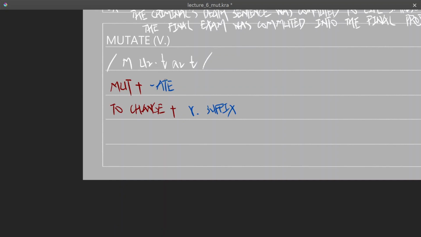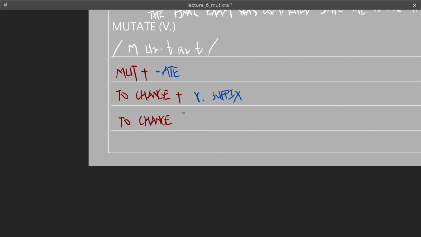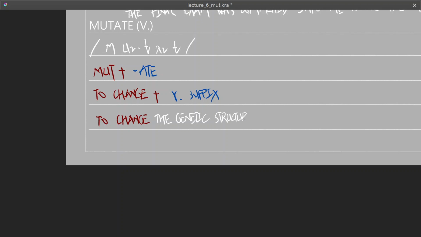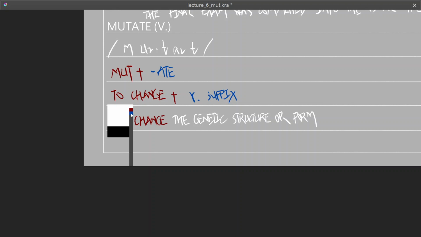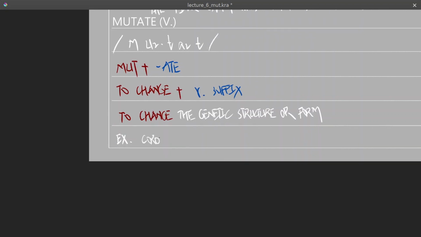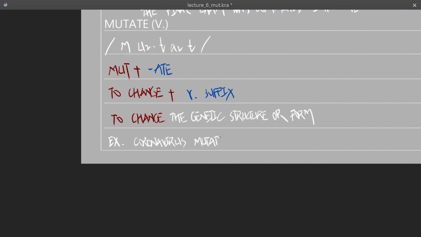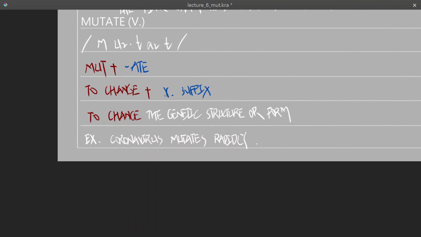So mutate, what does it mean? It literally means you change something, for example, the genetic structure, or to change the form of something. So mutate. For example, let's use a coronavirus example. Let's say the coronavirus mutates rapidly. Yes, now we have lots of variants of coronavirus.